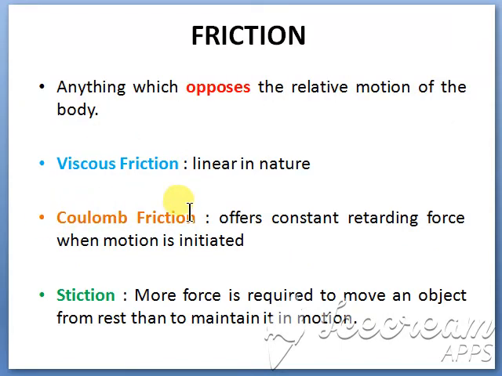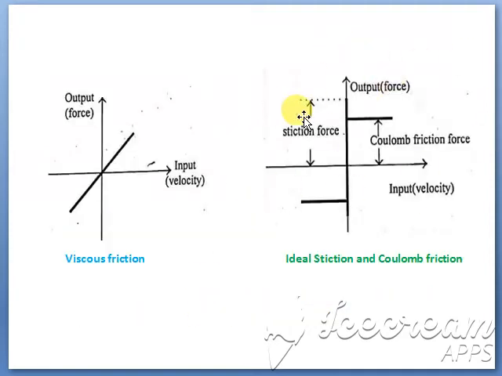Next one is Coulomb friction. Coulomb friction and stiction are examples of nonlinearity. Coulomb friction offers a constant retarding force when the motion is started, and stiction is required. Stiction is the force which is required to move an object from rest. Consider the figure. We know that stiction is greater than Coulomb friction. That is, more force is required to move a body from rest than to maintain it in motion. And the viscous friction is linear, so viscous friction is not an example of nonlinearity.